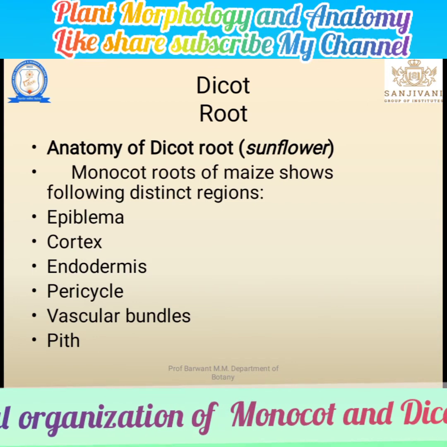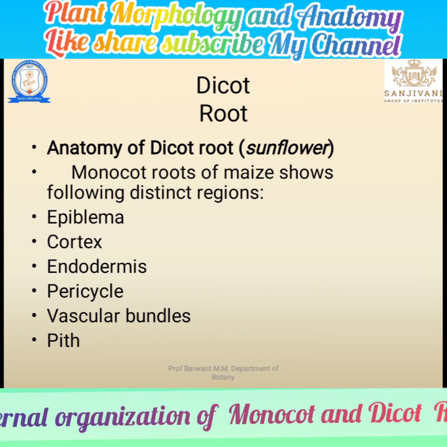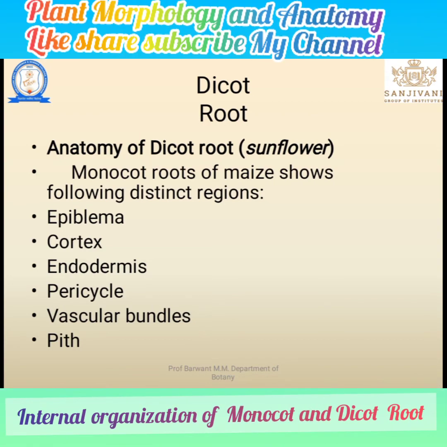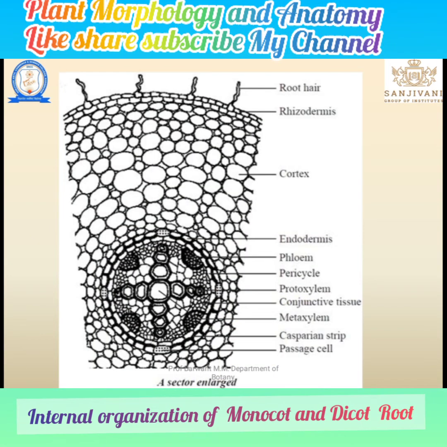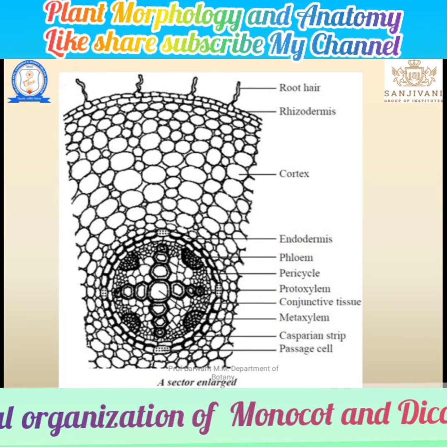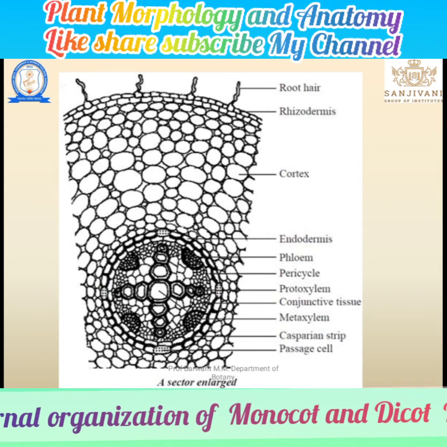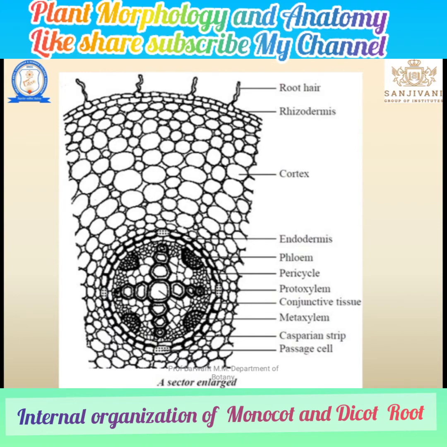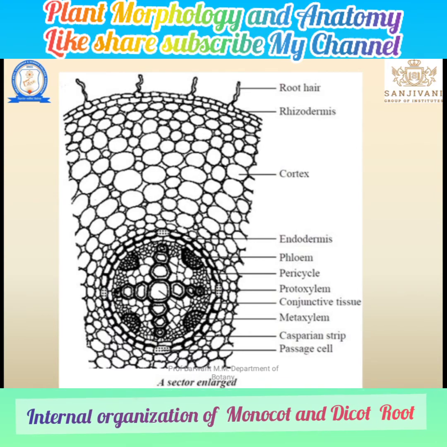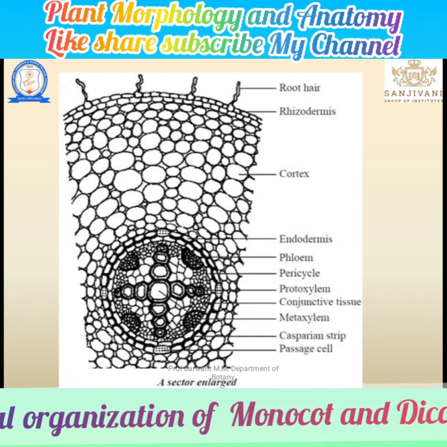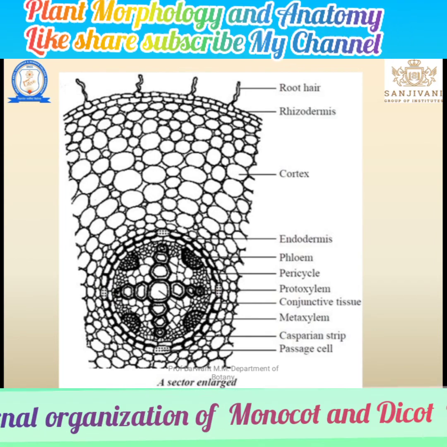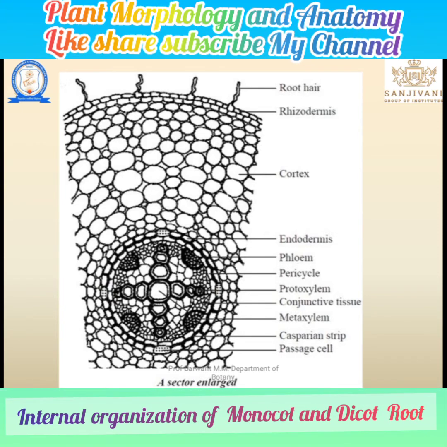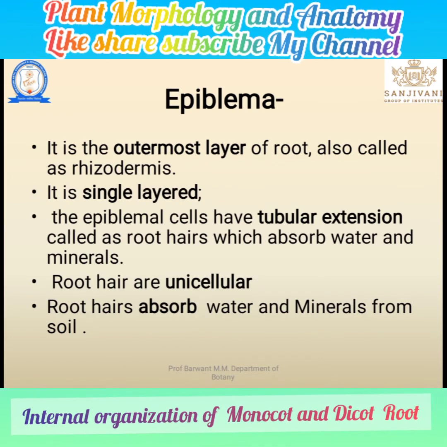Let's see the next type of root. In a dicot root, I have explained that all parts are similar, but only the arrangement and characters are different. That is the section we generally observe: the monocot root section and the dicot root section. The parts are the same, but the arrangement is different. Root hairs, then rhizodermis, then cortex, endodermis, phloem, pericycle, protoxylem, conjunctive tissue, metaxylem, Casparian strip, passage cell. Those are the characteristics of the overall section. Let's see the first part, that is the epiblema.